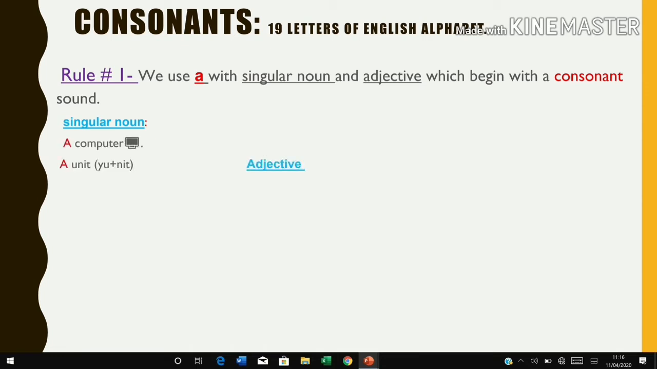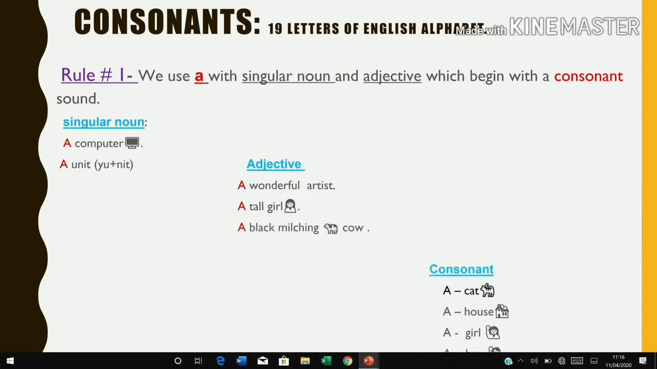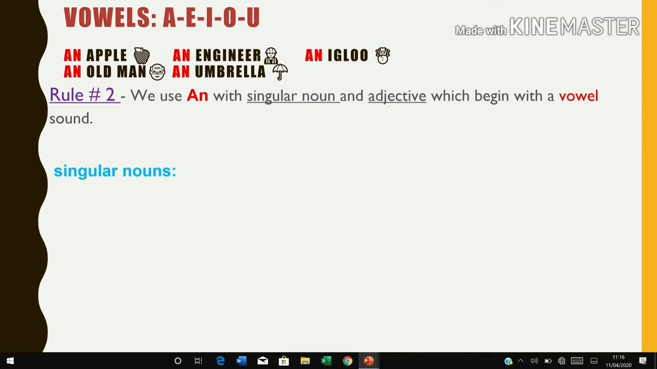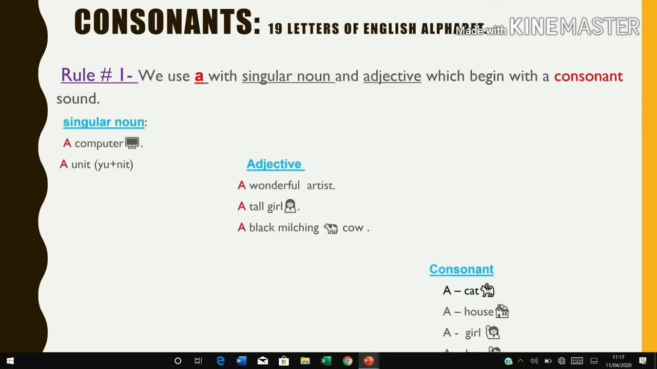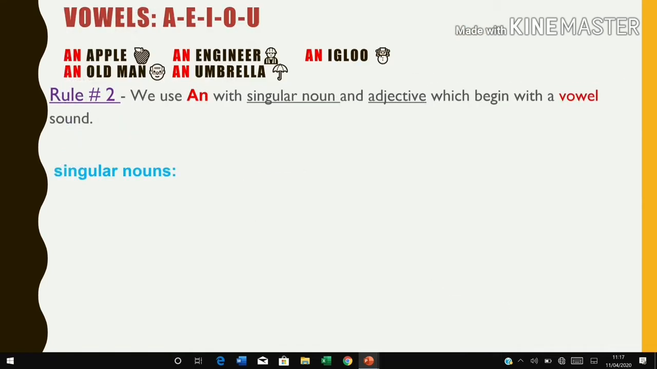There are three main categories in our English language: consonant, vowel, and semi-vowel. For the consonants, there are 19 letters in our English alphabet which begin with a consonant sound. The 19 letters are responsible for the beginning of the consonant sound.